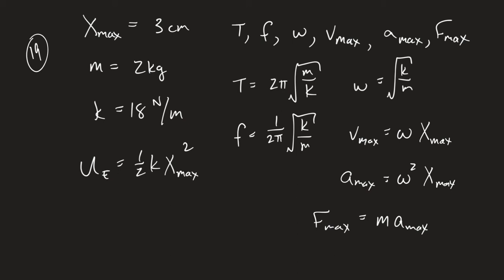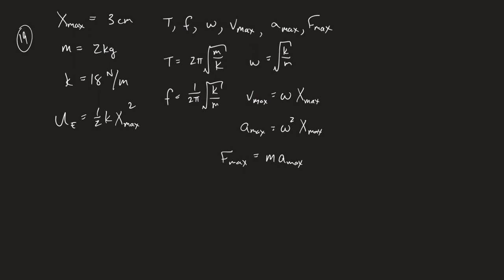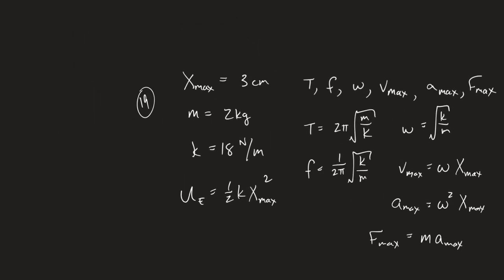So this next question is ambiguous. I'm going to tell you that right now. So although you can do all of those things with the information I was given, what they say next isn't completely clear. So we're assuming that we have a spring acting on a cart. That's kind of what they're talking about.